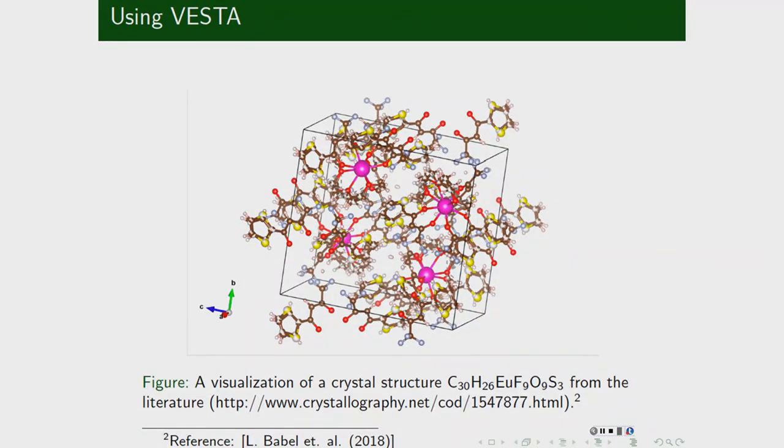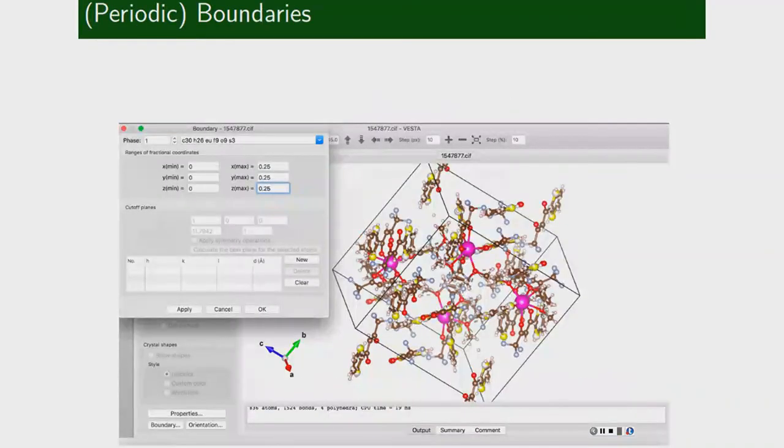And here's just an example of a visualization of a CIF file. This is one that was on the Crystallography Open Database, and as you can see, there's a unit cell, and then there's a bunch of different atoms that make up this structure. You can actually use boundaries in order to get a better visualization of the system itself. If you just use the left-hand side of the screen where it says boundary, then you can actually change the minimum and maximum dimensions of your system.